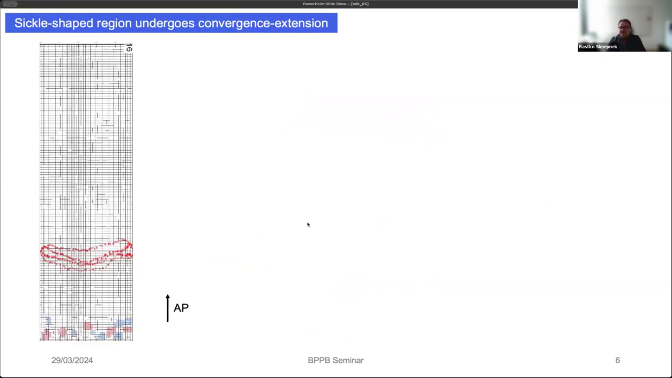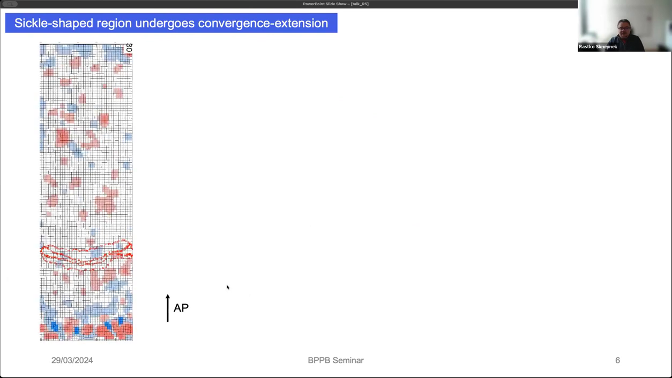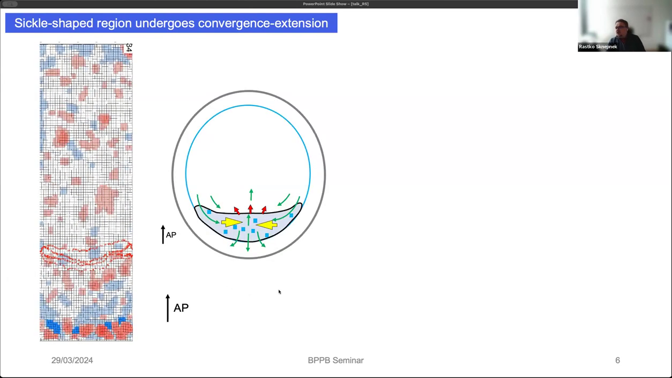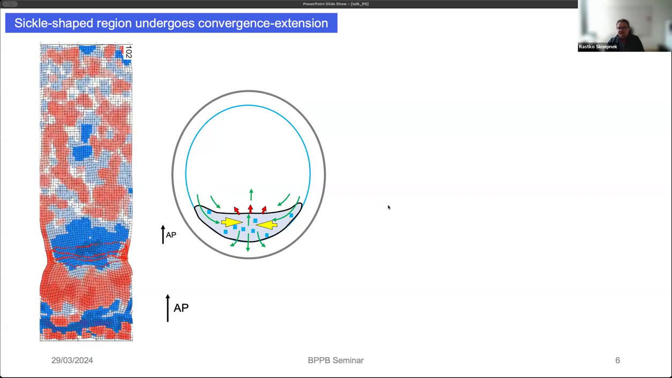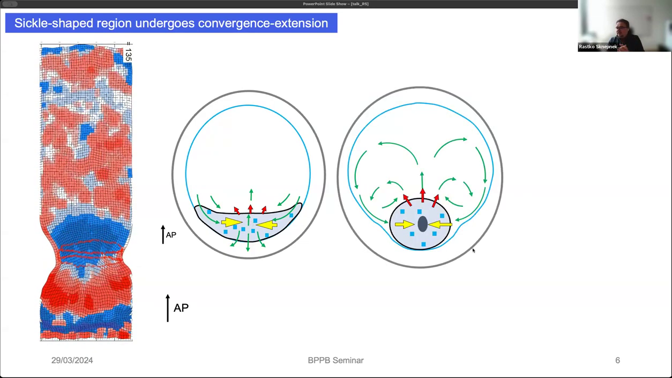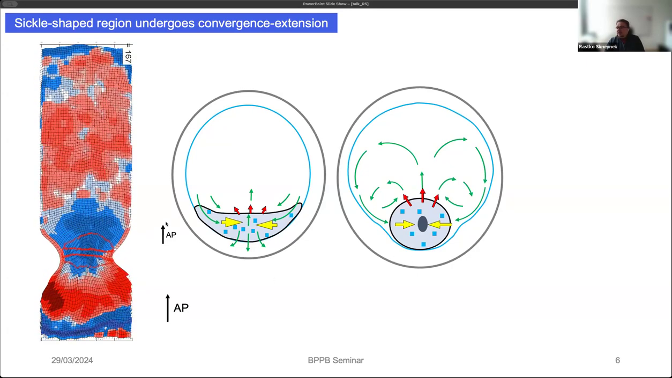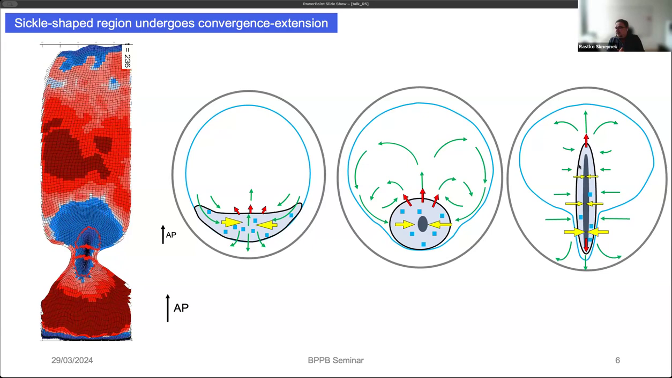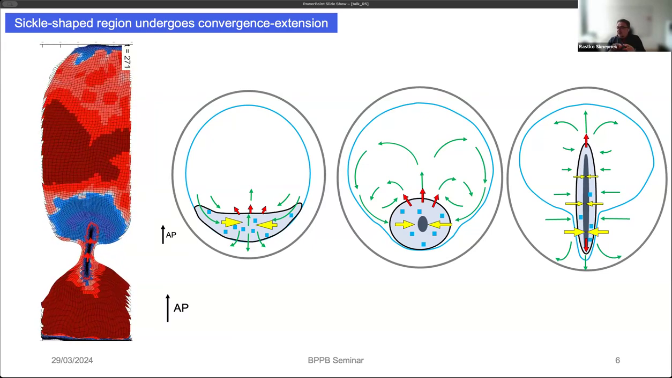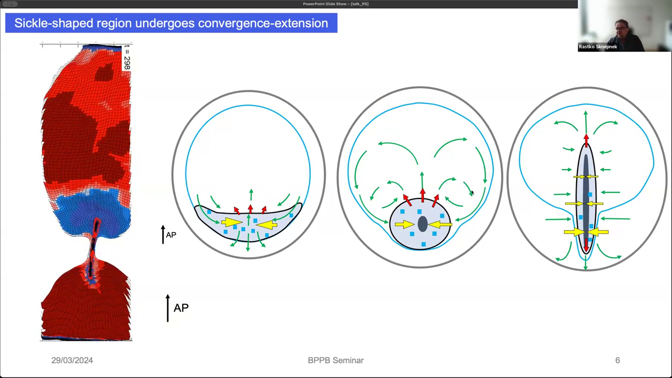Okay, so how does it all look schematically, the formation of the chick embryo? I'm going to play the movie on the left, now rotated, and here on the right, I'm going to show cartoons. So these contractions start in this sickle-shaped region. It shrinks in the horizontal direction, perpendicular to the anterior-posterior axis, and starts pushing in the vertical direction, extending in the AP direction. And this is followed by a large-scale motion of the tissue, as indicated here by these green arrows, of the flows.